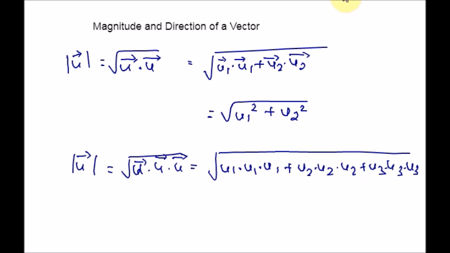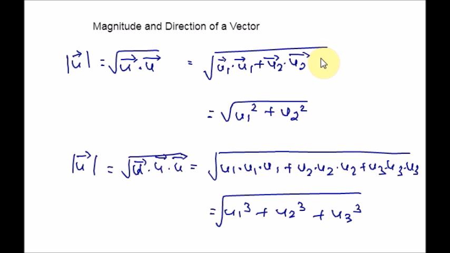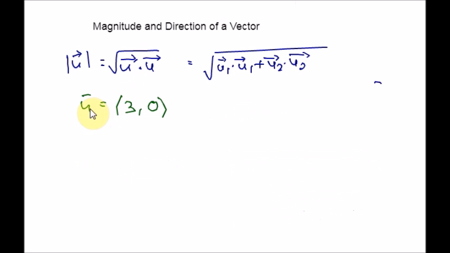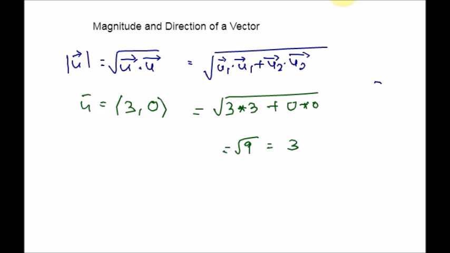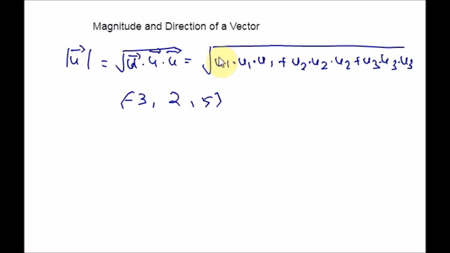Let me take an example for each one of the formulas. Let's find the magnitude of vector u. So if you plug in, it would be 3 times 3 plus 0 times 0. Does this make sense to you? Okay. Now let's find another example. Find the magnitude of the vector with three coordinates, both by the normal method as well as the scalar product method. You will get the same answer because squaring is the same, no?